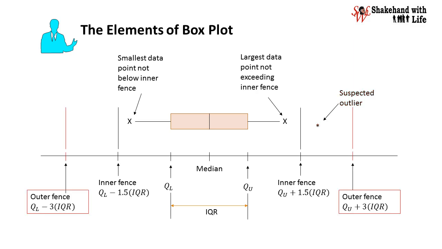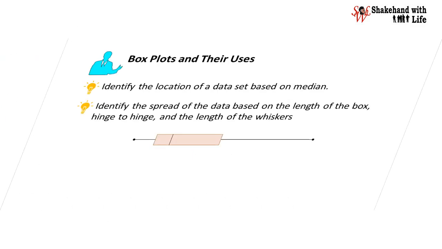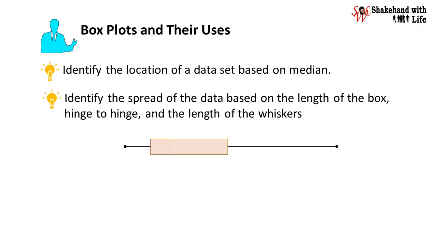The points at a distance of 3 times the interquartile range above or below the appropriate hinge are outer fences. The observations at a distance of over 3 times the interquartile range from the appropriate hinge are marked as outliers. Box plots are very useful for statistical data analysis. The box plot is used to identify the location of a dataset based on the median.